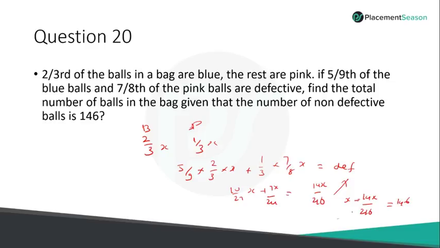So we need the value of x. So x equal to, if you simplify, we'll get the answer as 932. Correct? This is the defective balls. So the total number of balls equal to defective plus non-defective. Correct? The total number you can take it as x minus defective. Just take outside here. So we'll get the answer as 932. So this is the answer for the 20th.